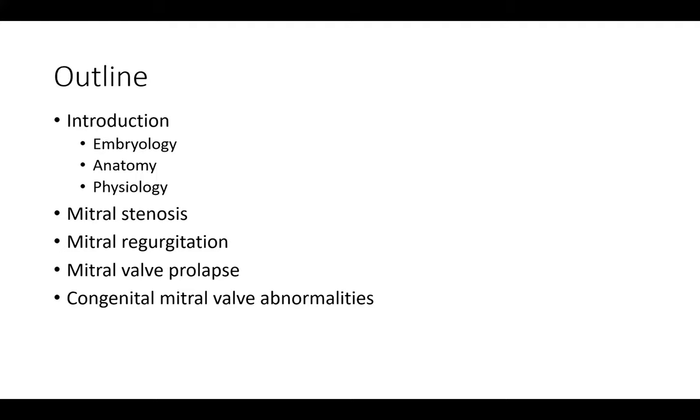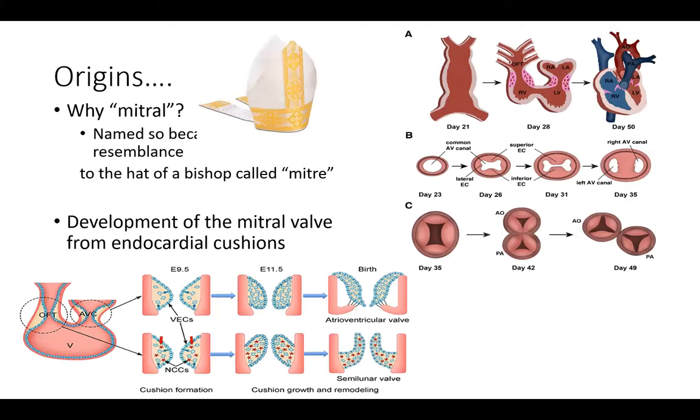So we will go through an introduction with a bit of how it develops and what the mitral valve does. Then we'll take mitral stenosis today. We'll take mitral regurgitation, mitral valve prolapse, and I'll take a bit of the congenital abnormalities. So what is the mitral valve? Why the name mitral? The name mitral was given because it resembled the hat of a bishop called a mitre.